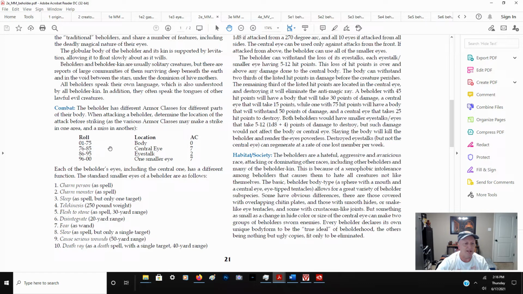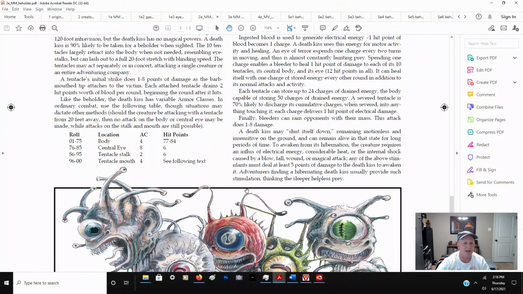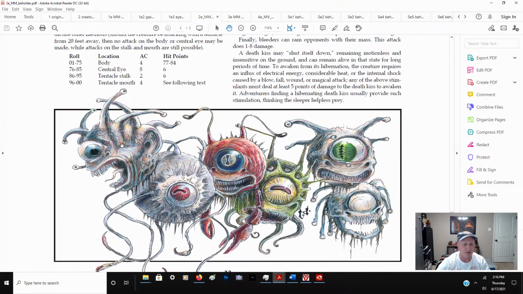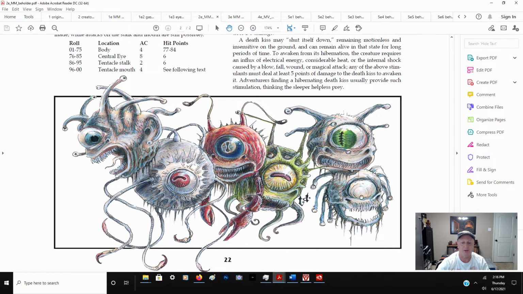Notice our armor class is different, and again you'd have to specify which section you're attacking so you know what armor class you're going up against and so on down the line. And here they gave little pictures of them. That was the original right there. That was the Death Kiss, and there's the Eye of the Deep, and so on down the line. Here's the little beholder right here that's undead. Looks almost like a ghost in that picture. So that was how they looked at him in 2nd edition.